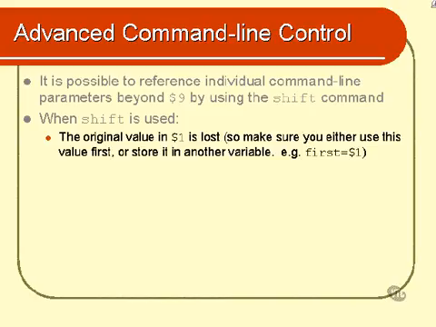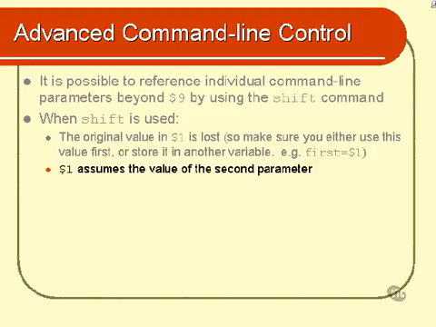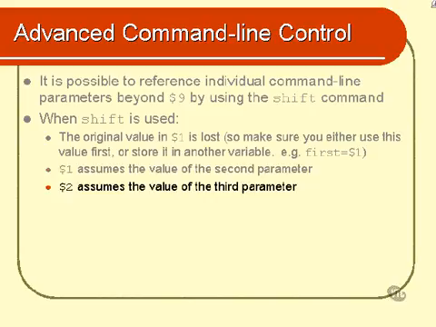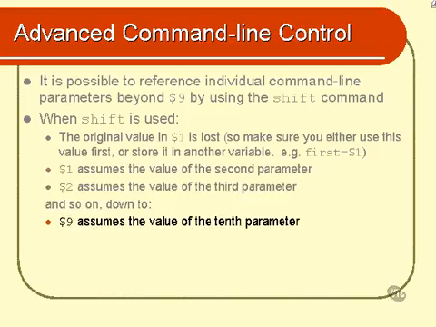In other words, you might say something like first equals $1. That stores the value of $1 away in the variable called first. Now, that's not the only thing that happens. $1 then is set to the value of the second parameter. So in other words, instead of $1 pointing to the first parameter, $1 now points to the second parameter, $2 points to the third parameter, and so on down to $9, which points to the 10th parameter. So you can see they've all been shifted along by 1, which is of course why the command is called shift. Let's have a look at that in action.